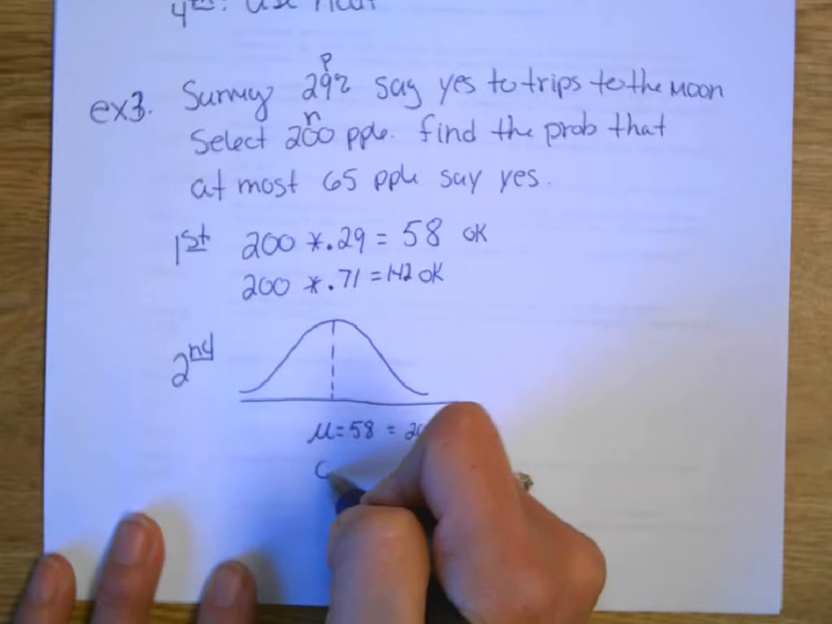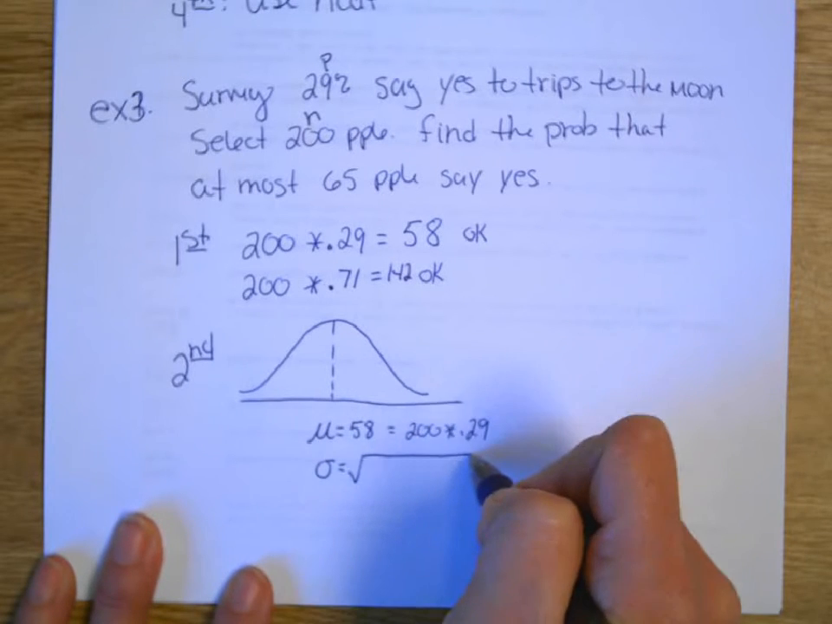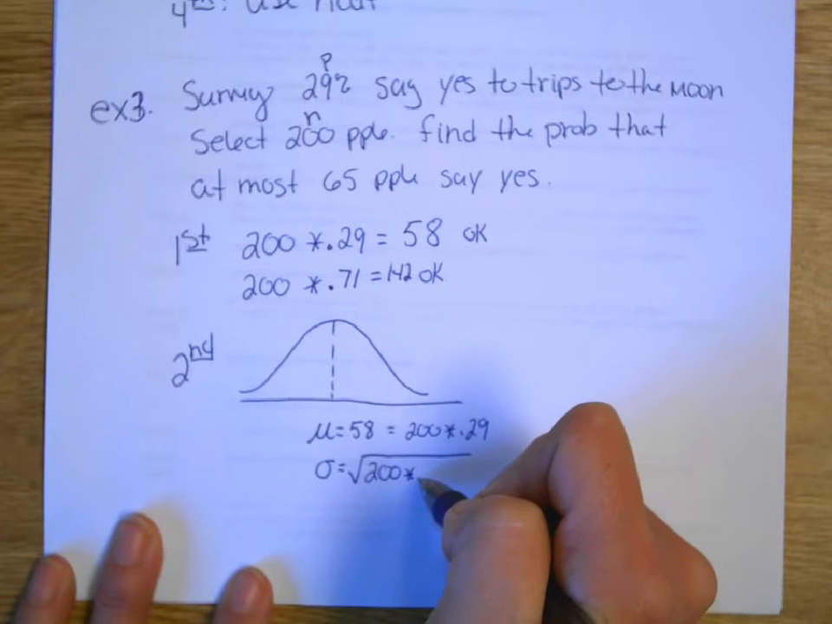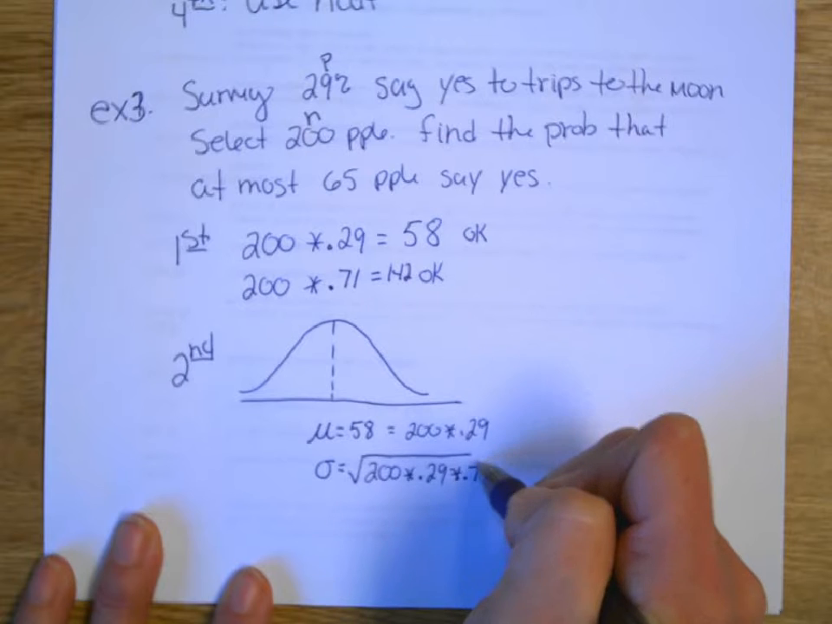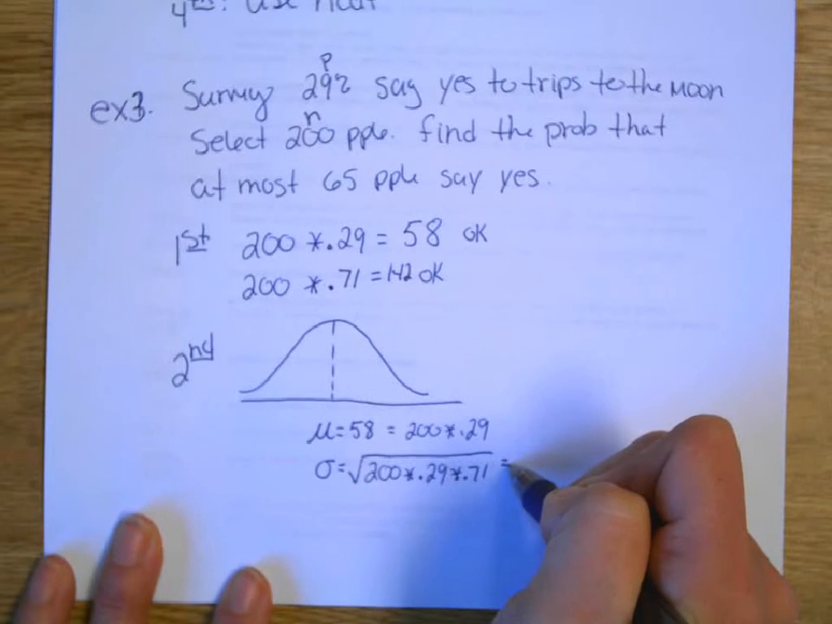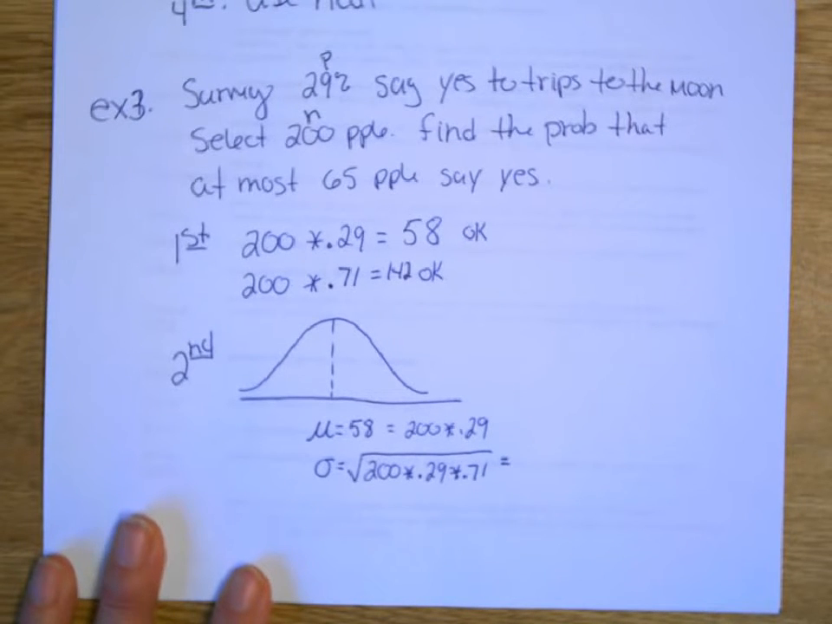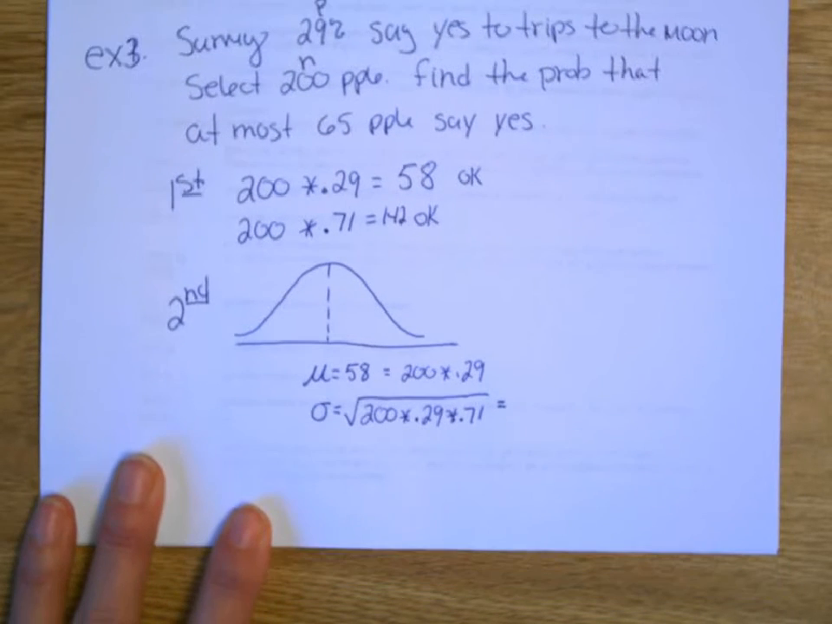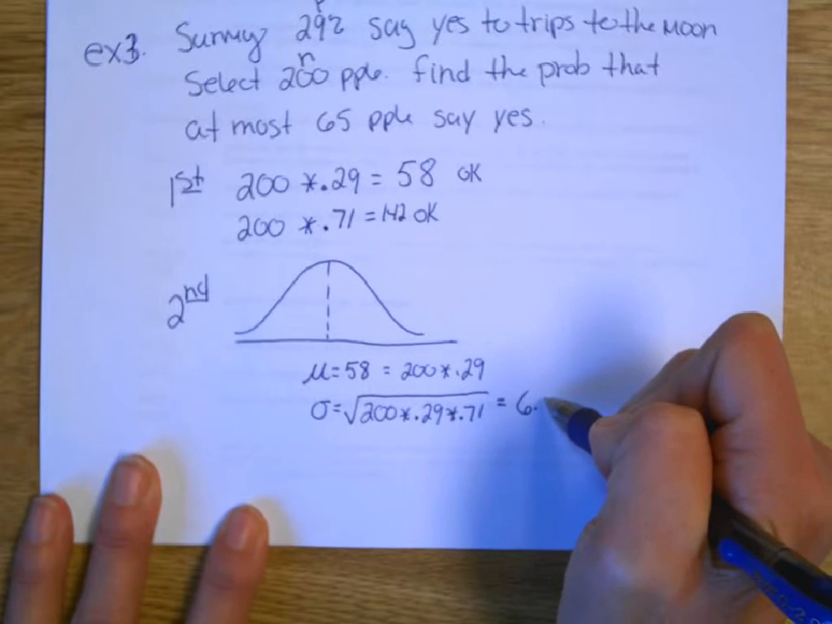And then the standard deviation we're going to be using later. That's the square root of 200 times the 0.29 times the 0.71. And let's go out 2 places on this. 6.42 if math is correct.